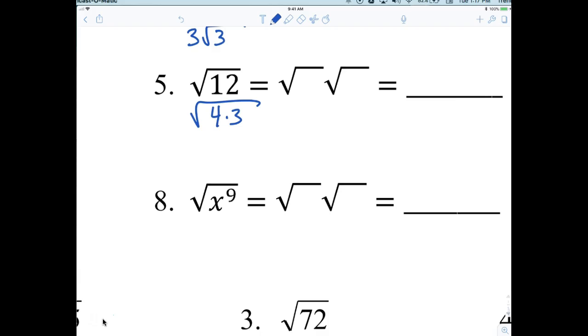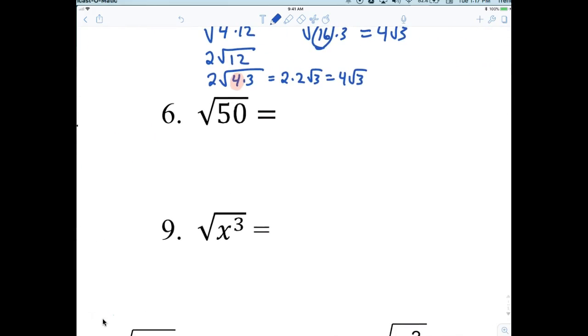Here we go. Square root of 4. So your answer is 2 radical 3. All right. Simple. All right. Take a look now at question number 6. 5 and 10 do not work. Either one of those is a perfect square. 25 and 2. All right.